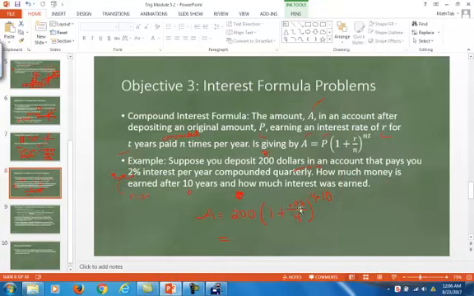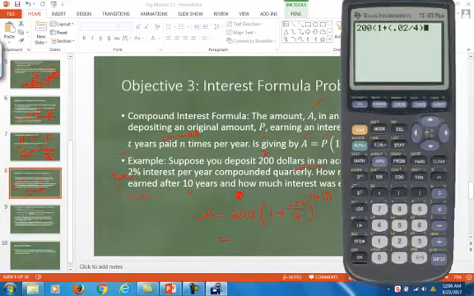So I did this. Close that parentheses and then close another parentheses. And then I'm going to raise all of that, and I'm going to put that in parentheses too. 4 times 10. And close it. Enter.